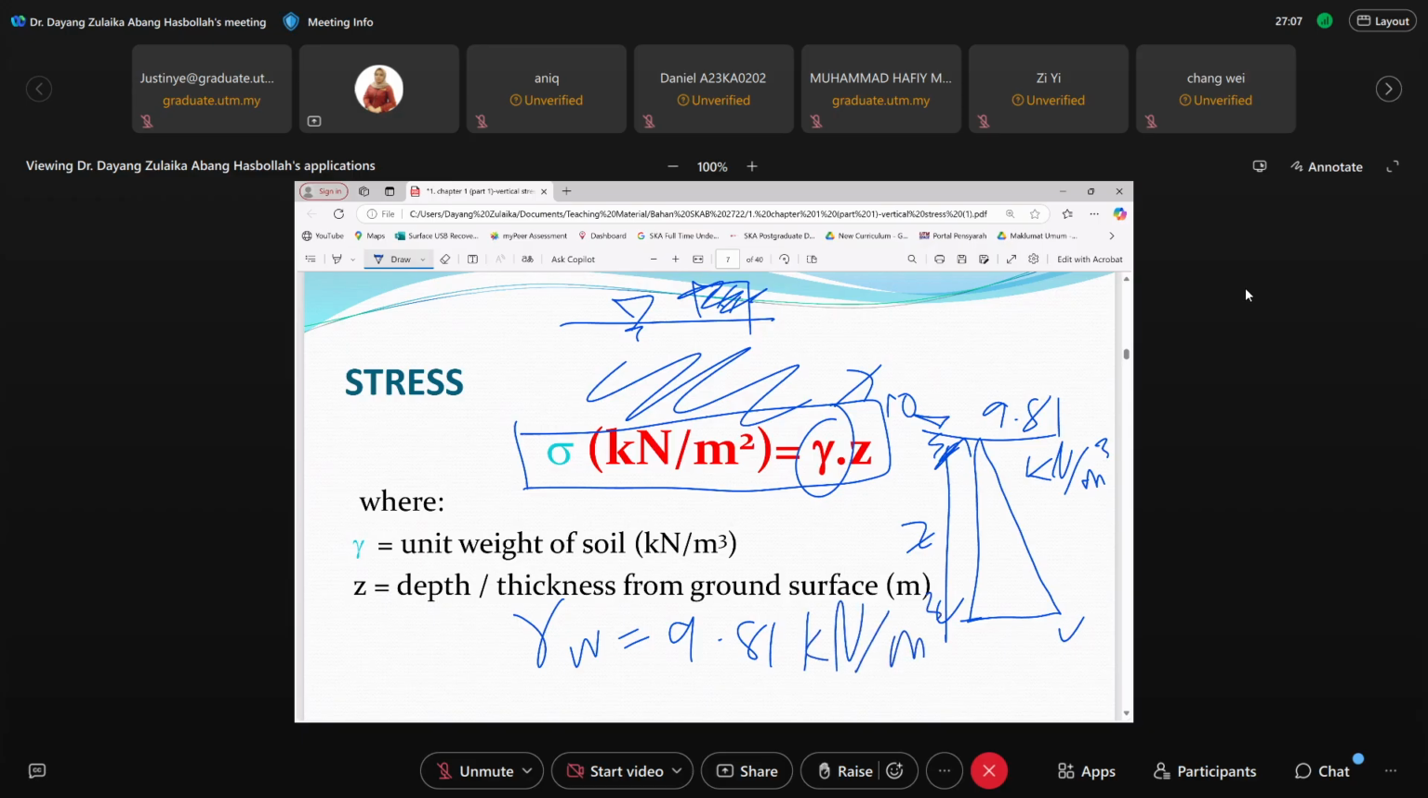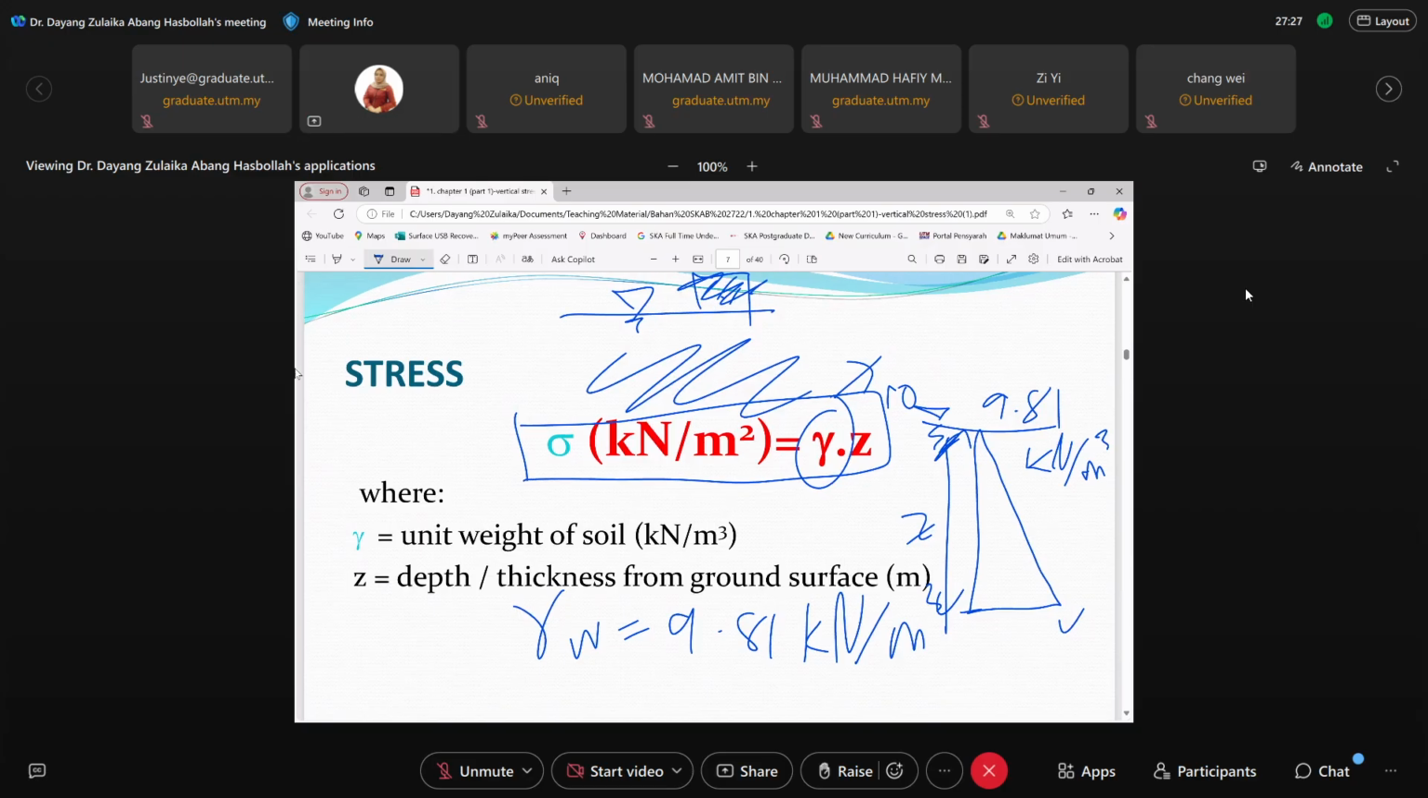All right, so this is how you calculate for stress. Remember this formula as long as you learn geotechnics, because this is a simple formula, it would be given in your final exam. So you kena ingat. All right.